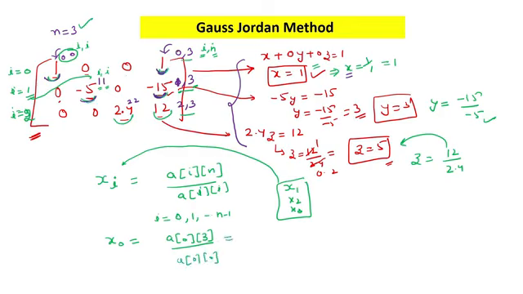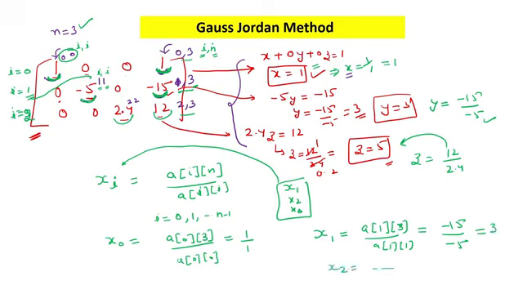So what is this? This is 1 upon 1. A03 was this thing and A00 was this thing. The same way, if I say x1, that is I equal to 1, it will be A13 upon A11. So this will be minus 15 upon minus 5, as we can see from these elements in the matrix. So this will be 3. And the same thing we can apply for x2.